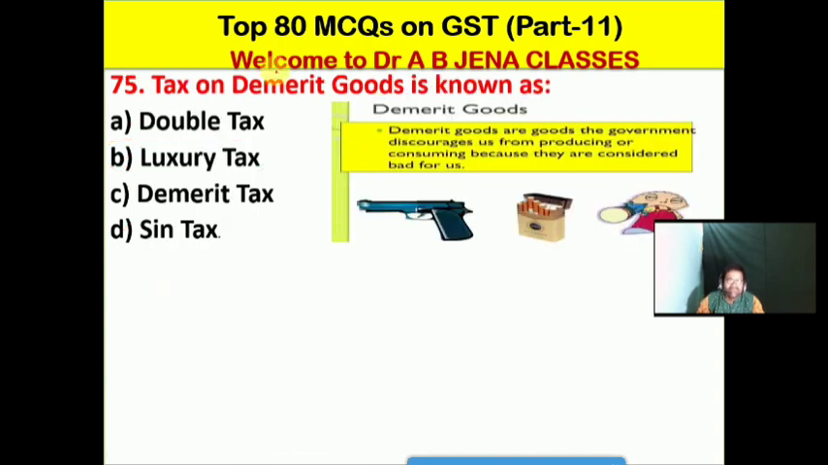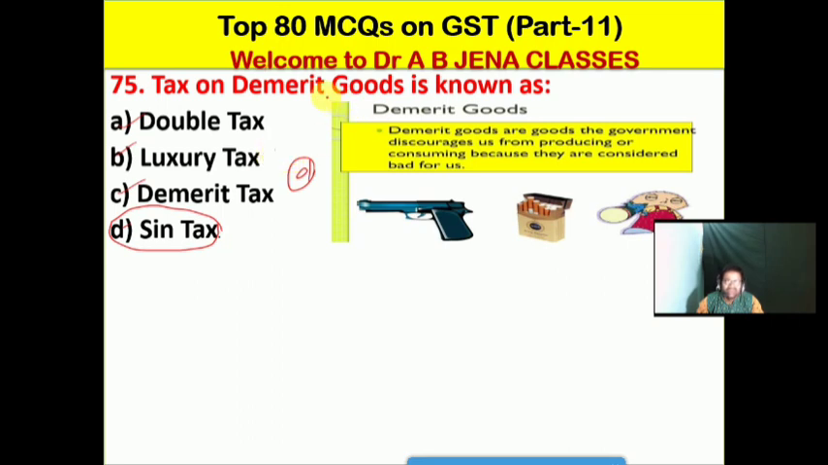So next one हम देखेंगे, tax on demerit goods is known as, हम क्या बोलेंगे? A) double tax, B) it's the luxury tax, C) it's the demerit tax, D) it's the sin tax, friends. So D is the right option for this MCQ.